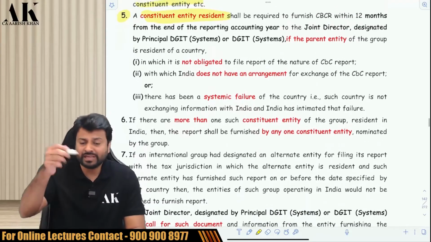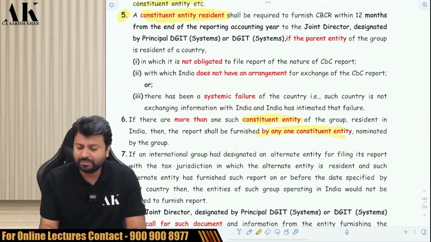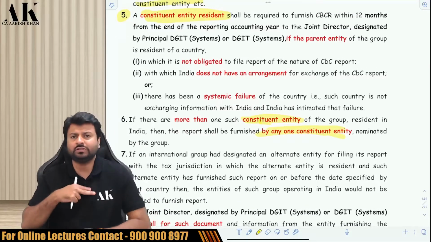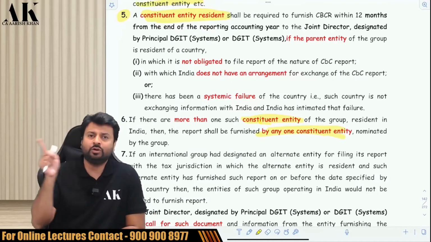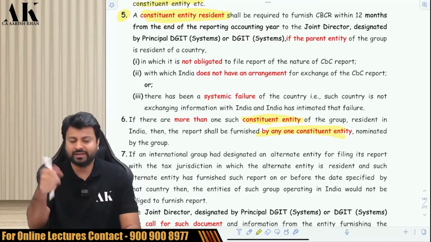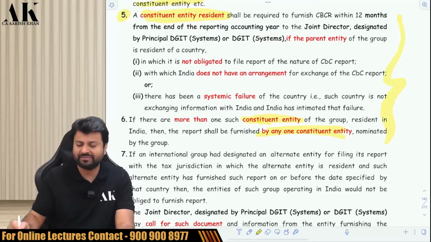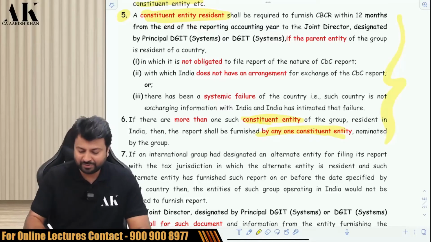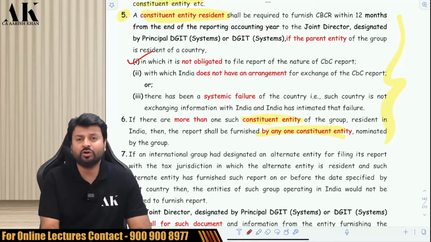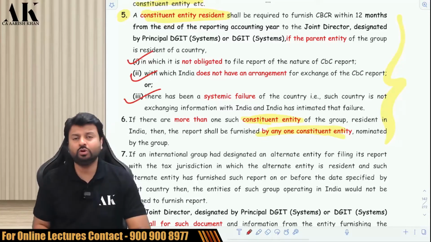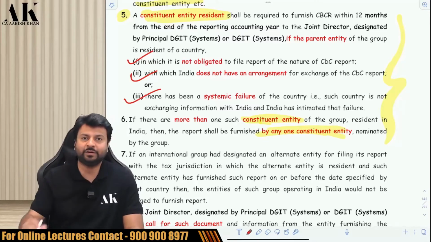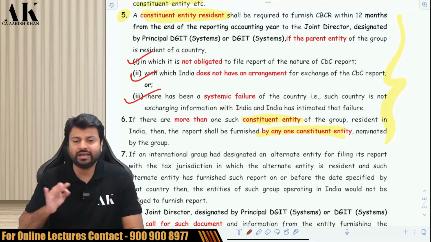And if there is more than one constituent entity, then the group will nominate one entity in India. Suppose there are 2 subsidiaries in India of Sony, then the group will nominate one of them to be responsible to file CBCR. Check it, please. This is what point number 5 and 6 has to say. So there are 3 problems which I have raised: no concept of CBCR, no agreement, and a systemic failure in sharing the information. So in these 3 cases, Sony India will file the CBCR.